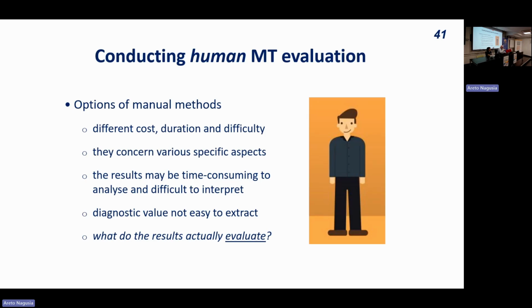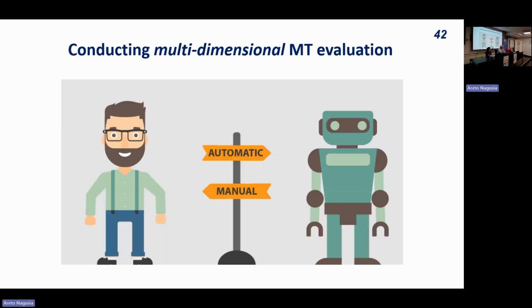And the question here becomes, what are you actually evaluating? Because you know what you're measuring in this case. That's quite clear because you're the one in control. You're the one who decides. But it's not clear what you're actually evaluating as such.